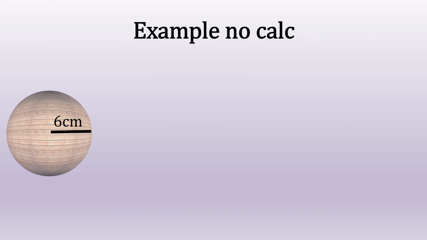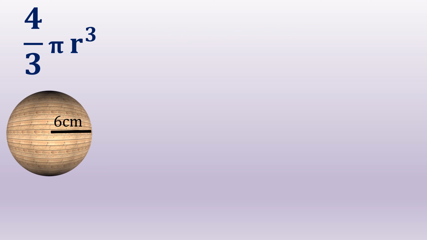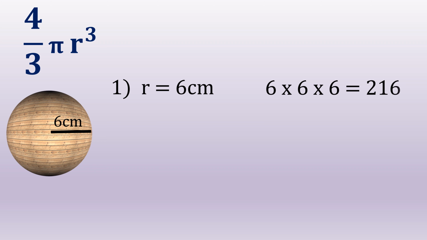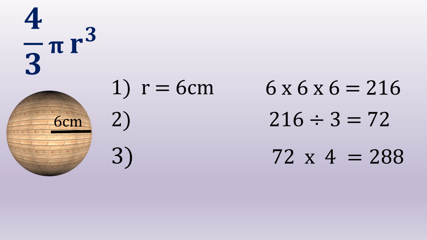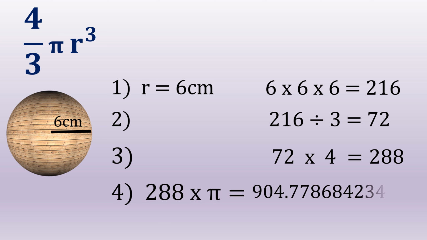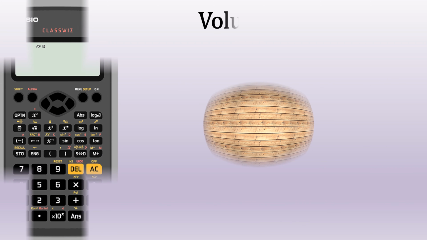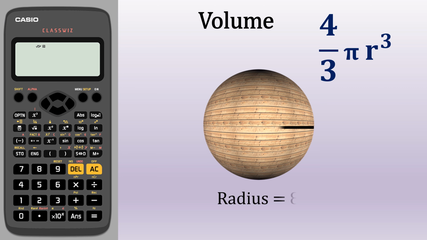So for volume without a calculator, here's our formula, 4/3 pi r cubed. First thing I would do is cube the radius, which gives us 216. Now we're going to divide this by 3, which is 72. And then we're going to times that by 4, which gives us 288. Now we need to times this by pi, giving us the long number, which we would round to 1 decimal place, giving us 904.8 centimeters cubed.